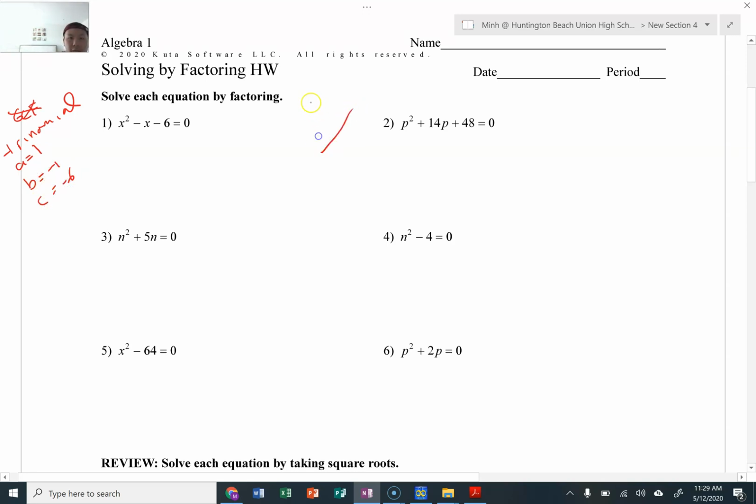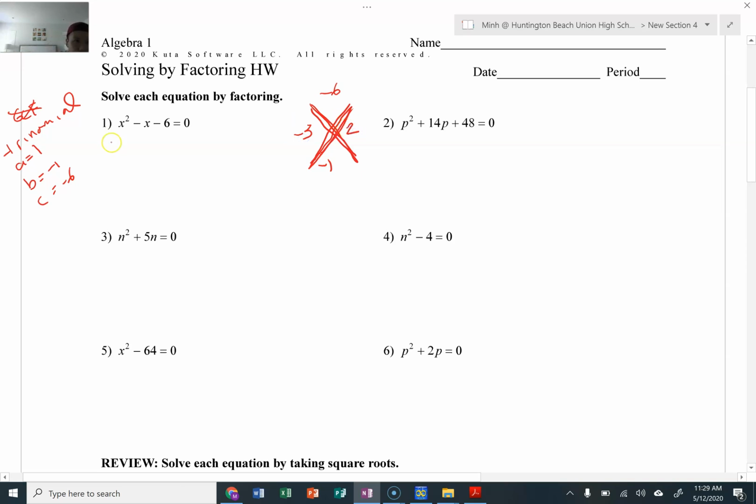Over here, we created our X puzzle. Remember, go back to your notes from the last lesson. A times C nets me -6, and B is -1. So we need to figure out what times what gets me -6 but adds to -1. That's going to be -3 times 2.